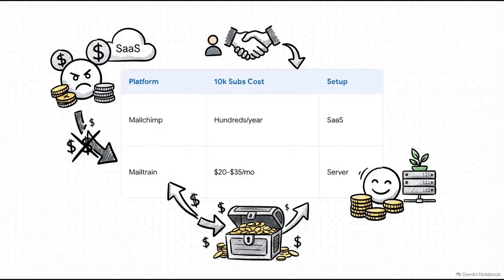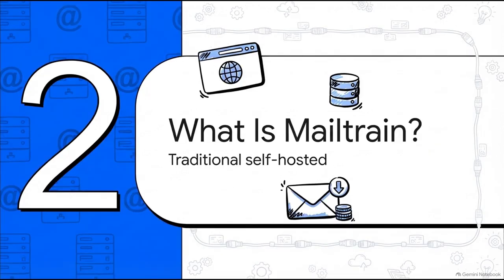Let's break down the real-world financial impact of that. Say you've got 10,000 subscribers. If you're using a commercial SaaS platform like Mailchimp, you're looking at paying hundreds of dollars annually for that list. But if you shift to a modest, self-hosted server running Mailtrain, your cost locks in at roughly $20 to $35 a month. Period. That is a massive chunk of annual savings that you can redirect straight back into your core mission.